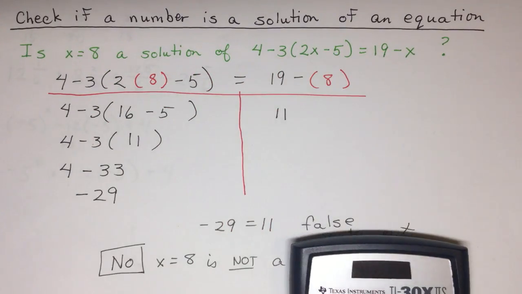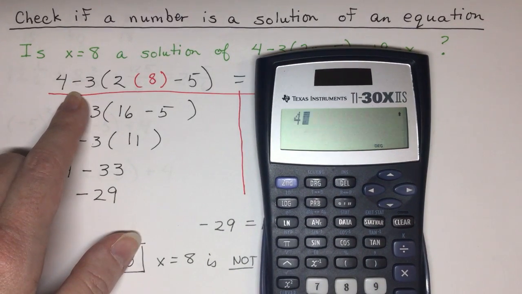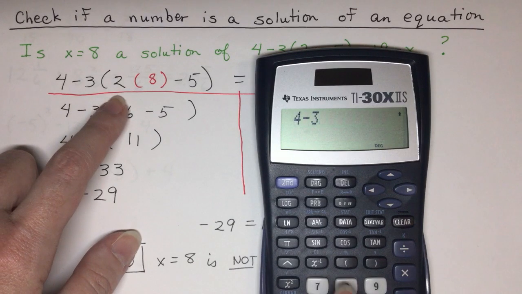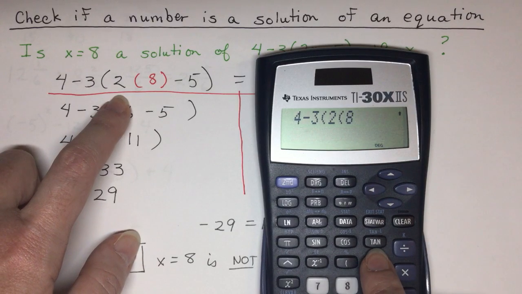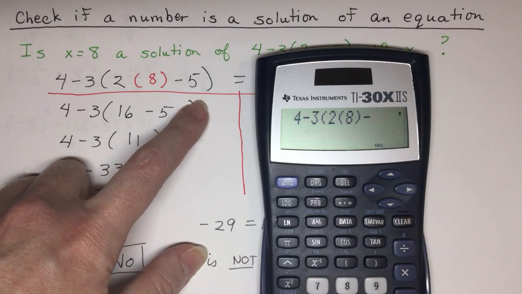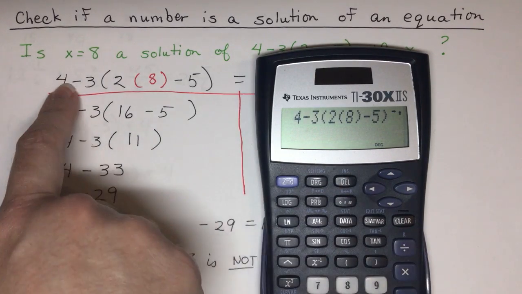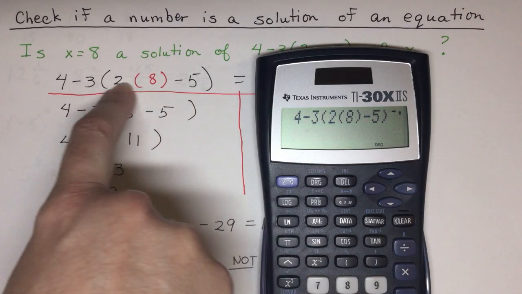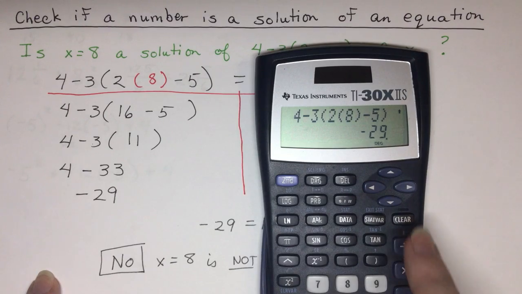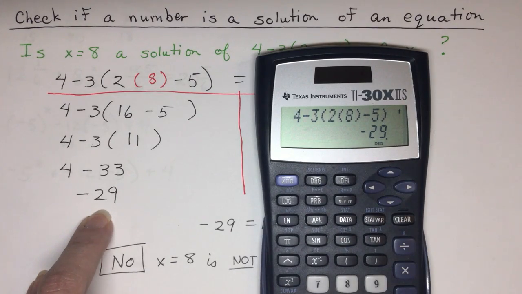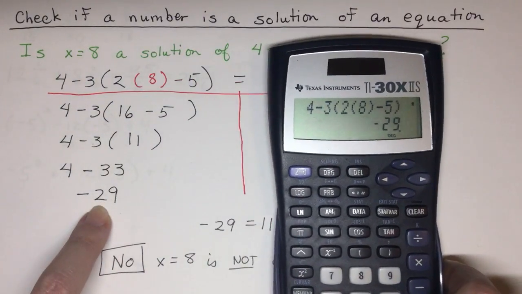in the equation. Then, what's nice about the calculator is we can just enter that. 4 minus 3, open parentheses, 2, open parentheses, 8, close parentheses, minus 5, close parentheses. All I have done is entered exactly what I have here into the calculator. When I hit enter, I get negative 29, which is what I had had on the left, so I'd write down negative 29.